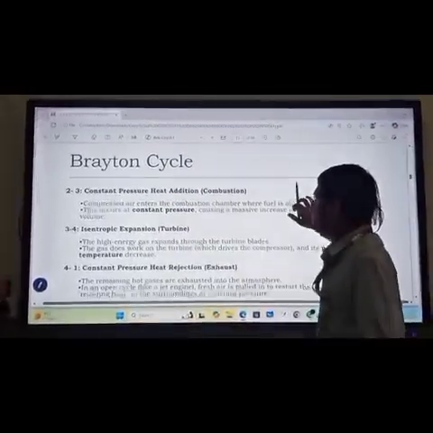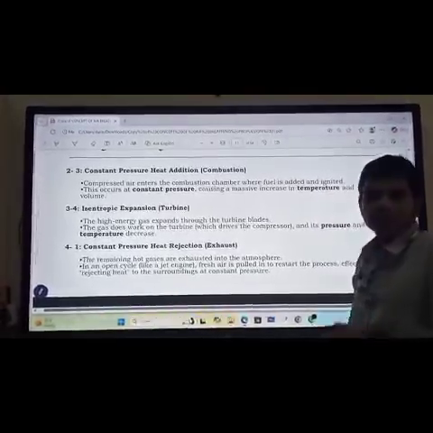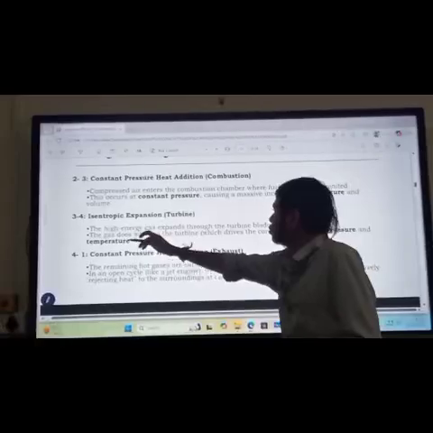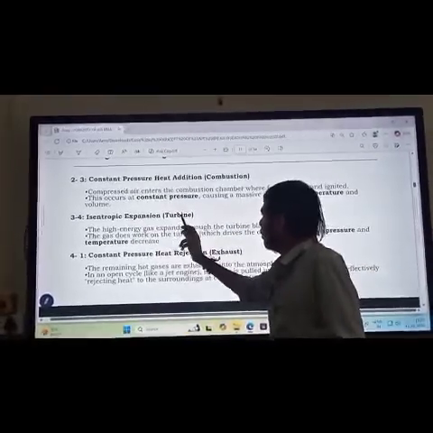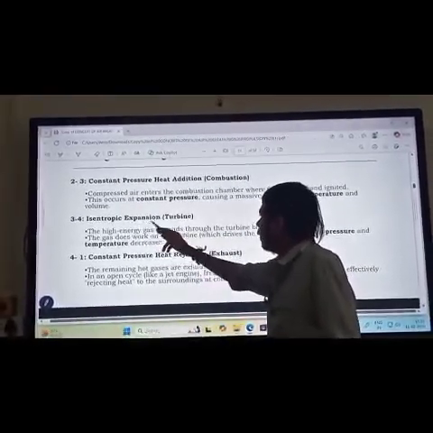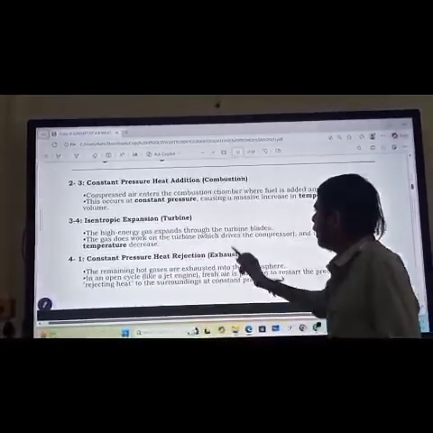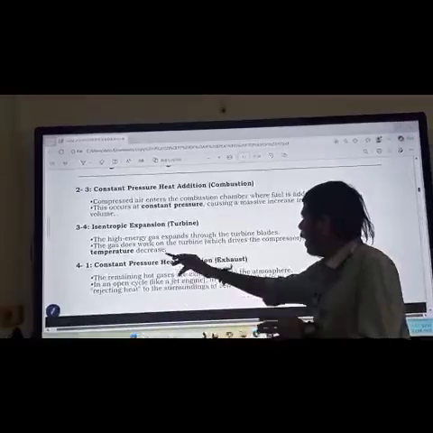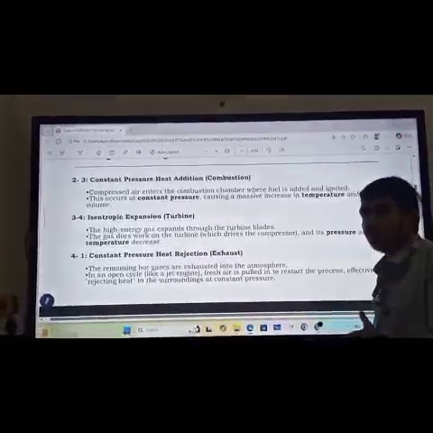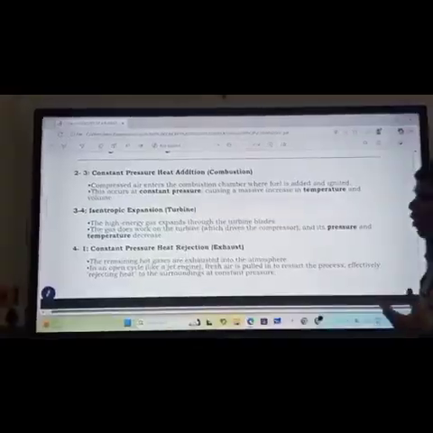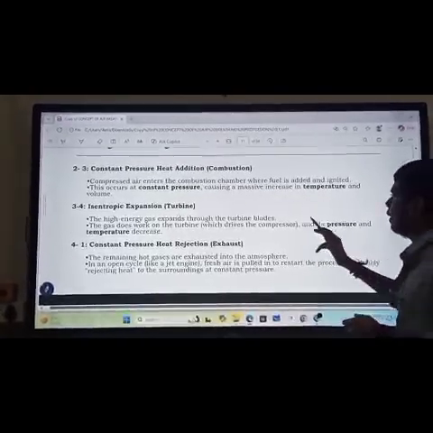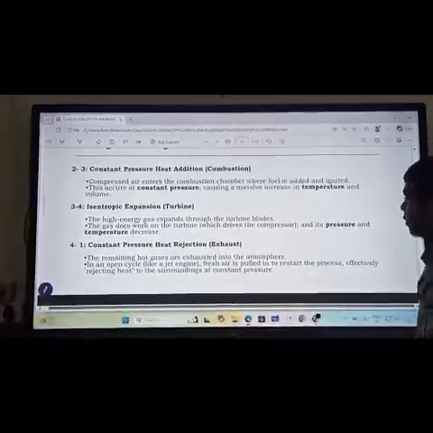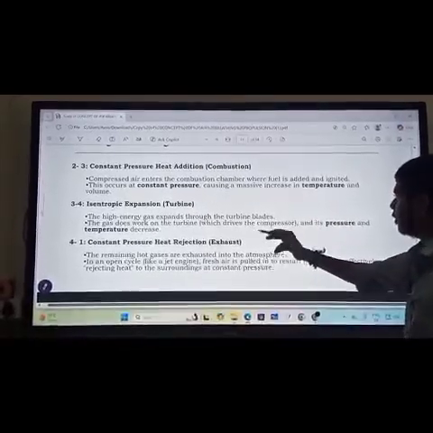Then next is isentropic expansion, which occurs in the turbine section. The high-volume gas expands through the turbine, and the gas does work on the turbine, which drives the compressor, and its pressure and temperature decrease.